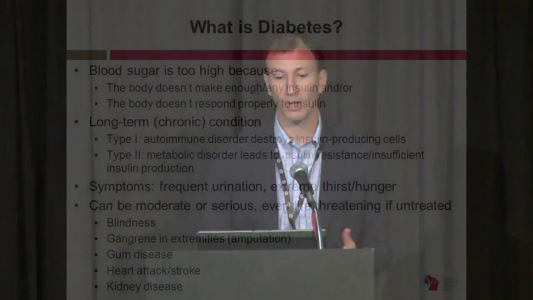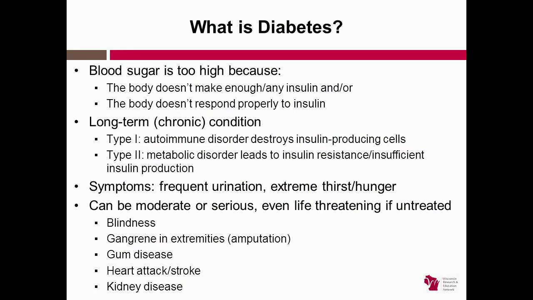So first, starting with what is diabetes. Diabetes is diagnosed when your blood sugars are too high. There are two main reasons for this. Either your body doesn't make enough insulin, or in some cases any insulin, or your body doesn't respond appropriately to insulin, so it's resistant.